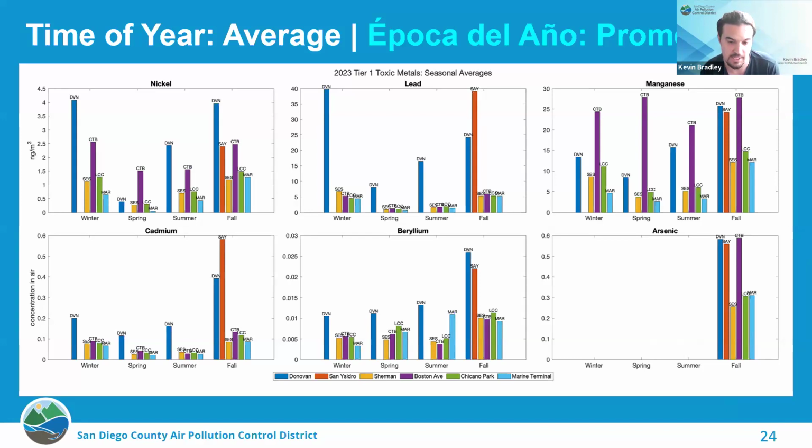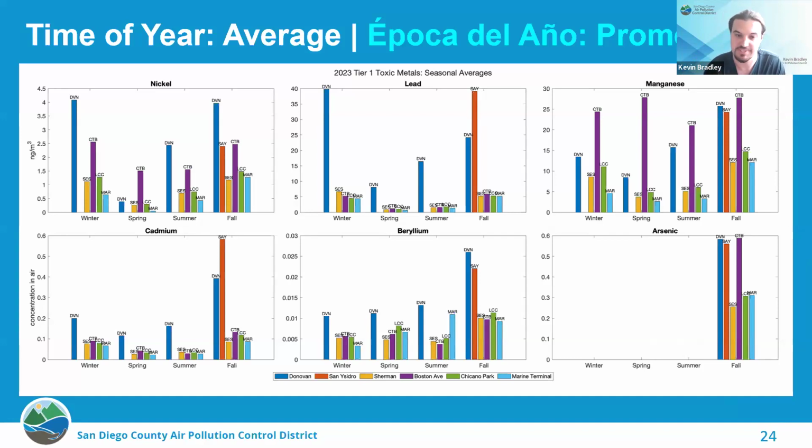I know this is a very busy slide with all the different colors and everything. But if you just look at lead, for example, and you can just look at the Donovan bar, the dark blue bar, you can see that it's highest in the winter, high in the fall, and then a little bit lower spring and summer. And so that's typical of what we would usually see with particulate matter.